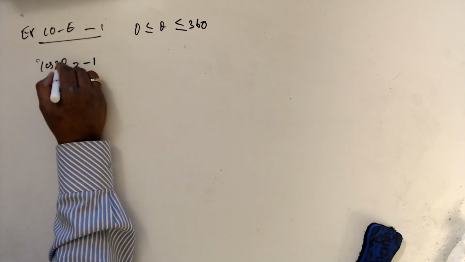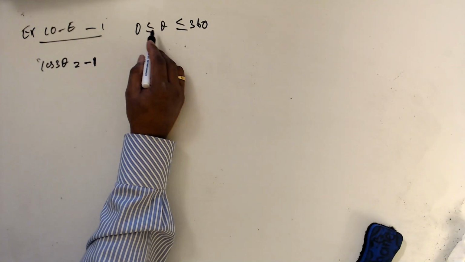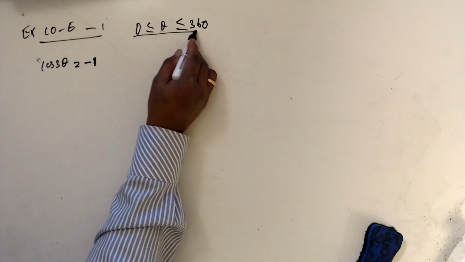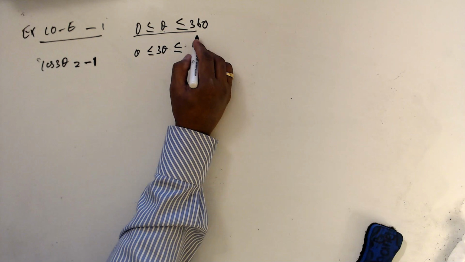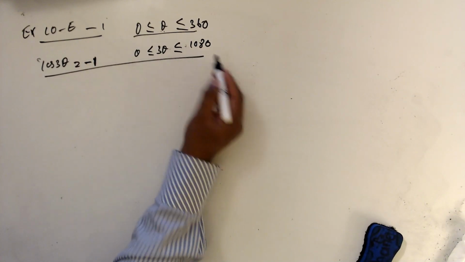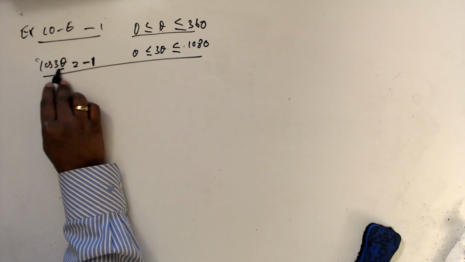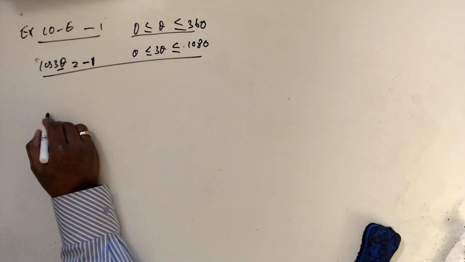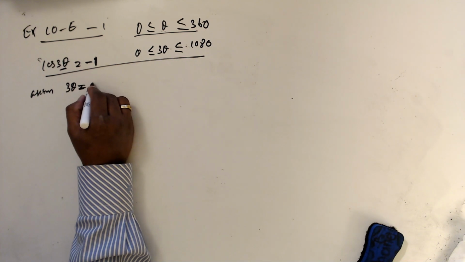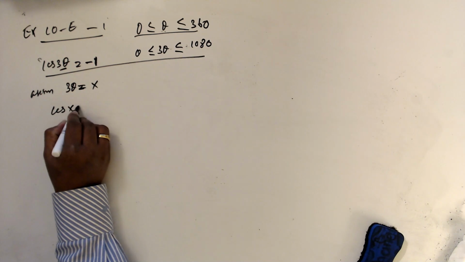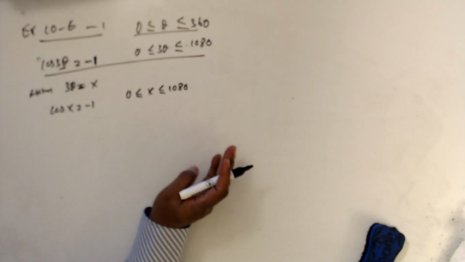Next one is cos 3θ equals minus 1. Now I want to write this interval in terms of 3θ. So 3 times 0 is 0, 3 times θ is 3θ, 3 times 360 is 1080. So I match with the angle size. Now assume 3θ equals x. Then cos x equals minus 1 and 0 ≤ x ≤ 1080. Now that is a normal sum. You did the adjustment.